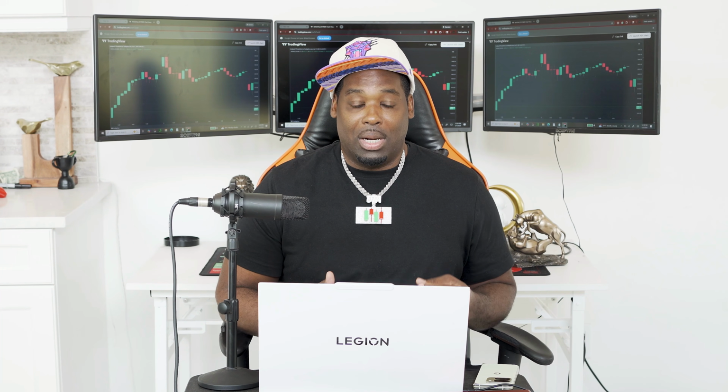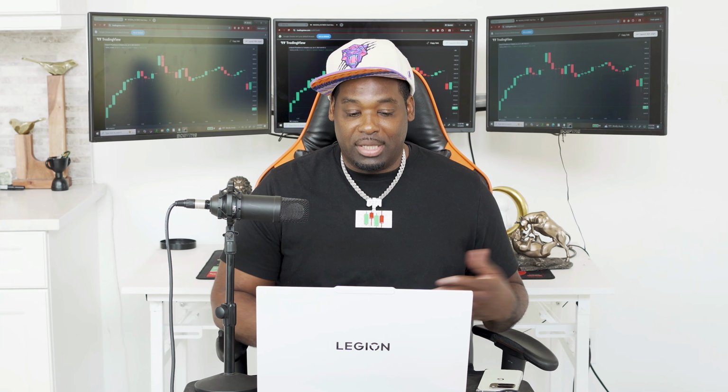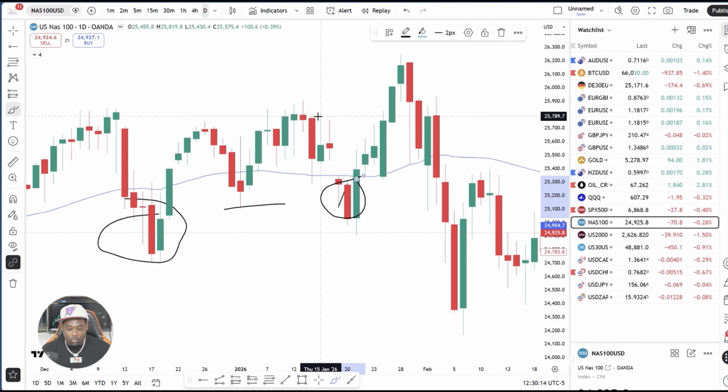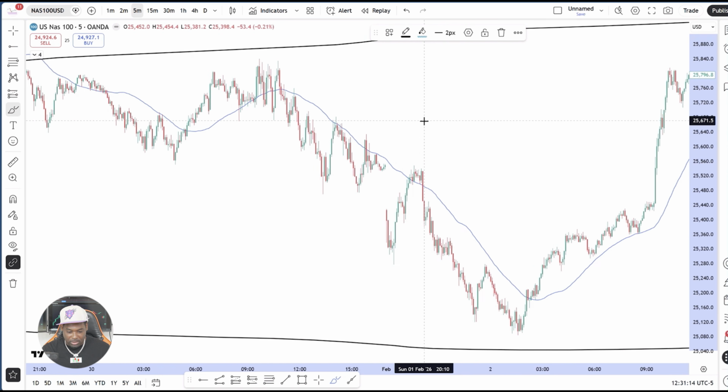Another reason why I don't use a daily chart for my day trading is because if you look at this, this is the daily chart right here, guys. This is 1 bar right here. I want you to understand this is 1 bar. I just circled that bar. So let's go to the 5-minute chart. Let's look at that day. All right, so this is the day right here, guys.